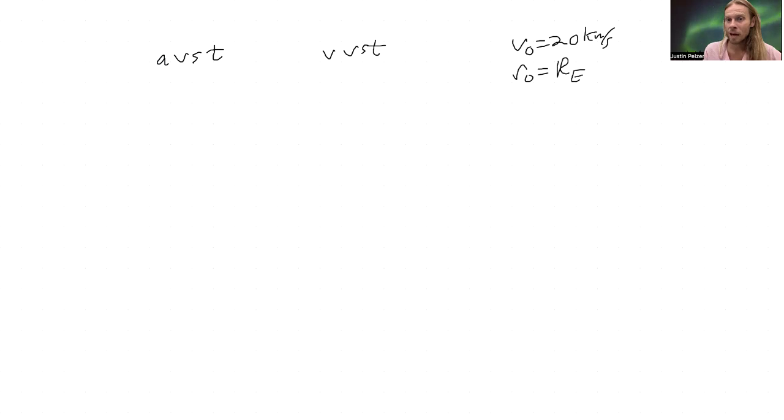So what if I wanted to graph A versus T and V versus T for V initial equals 20 kilometers per second, where the initial radius was the radius of the Earth, obviously on the Earth. A rocket leaving the Earth and it's going to escape forever. So A versus T is going to look like this. So first of all, acceleration is negative and velocity is positive.